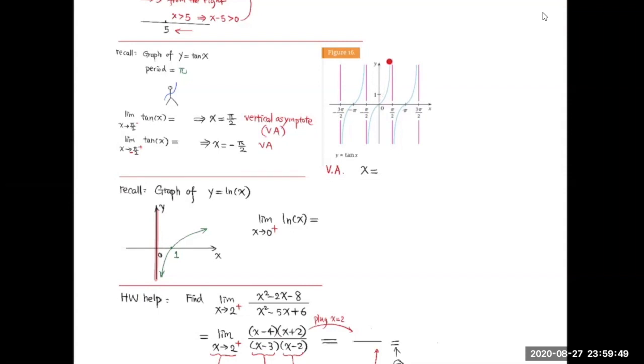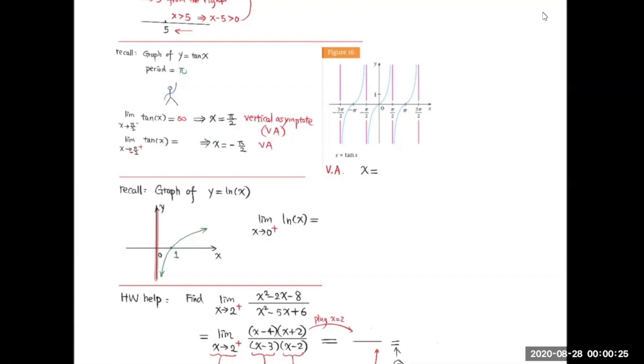Now you see the graph is going to keep on going up, keep on increasing. So the limit is infinity. So the infinite limit is infinity. Now remember, if you have a one-sided limit equal to infinity or negative infinity, then this vertical line here is a vertical asymptote. So x equal to pi over 2 is a vertical asymptote, VA.